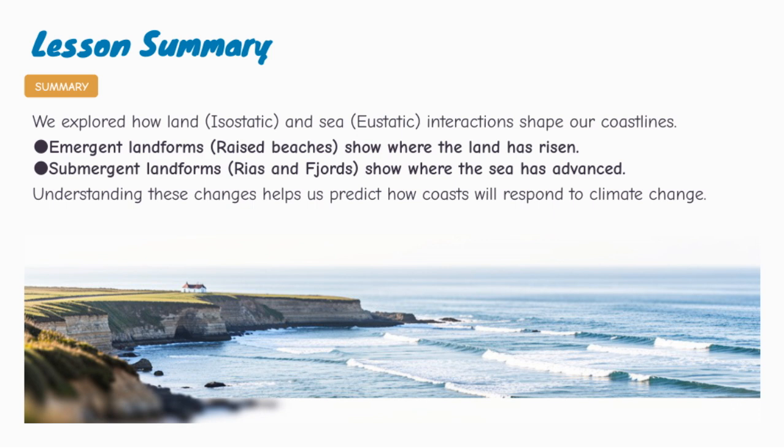Emergent landforms form when land rises relative to the sea. A raised beach is an example. Submergent landforms form when sea level rises relative to the land. Rias and fjords are examples. A ria is a drowned river valley. A fjord is a drowned glacial valley. The key idea from today is coastlines change because both the sea and the land can move. Understanding eustatic and isostatic change helps us predict how coasts may respond to future climate change.